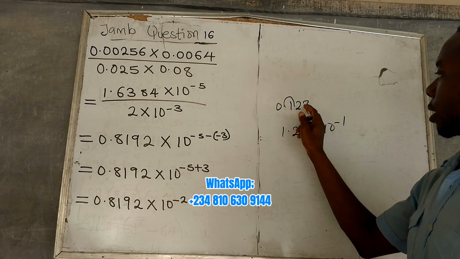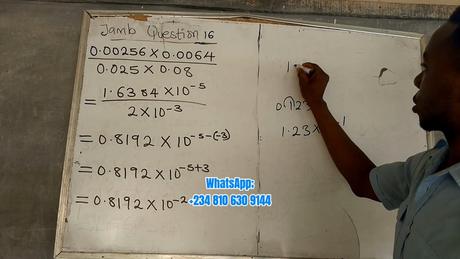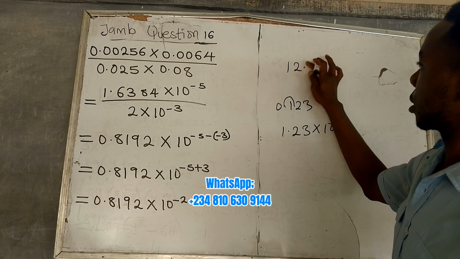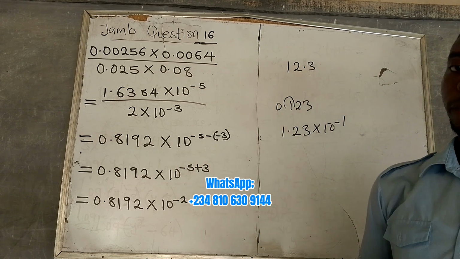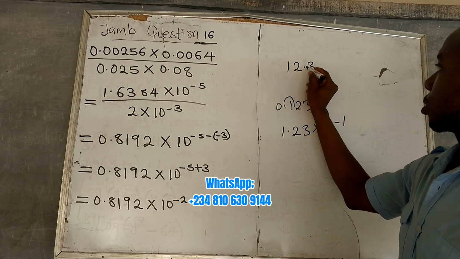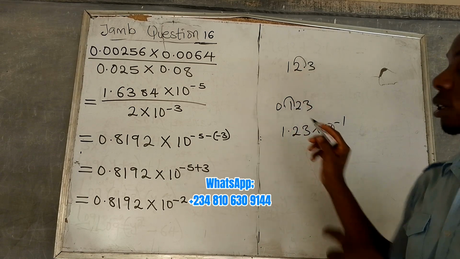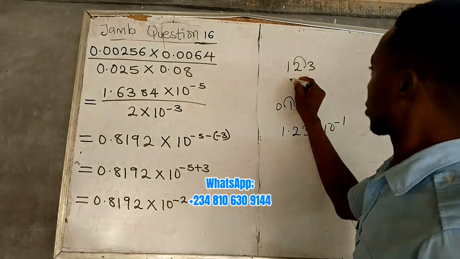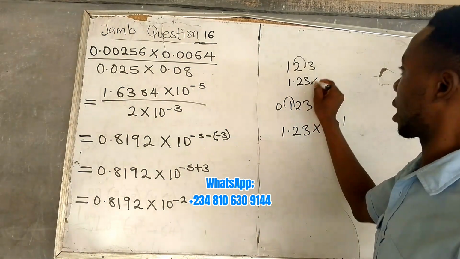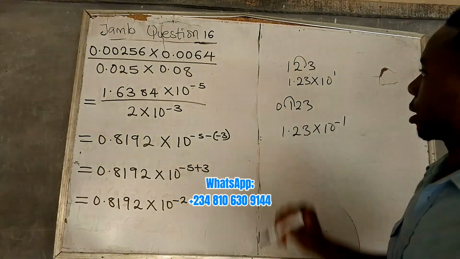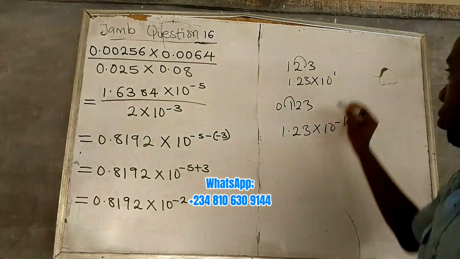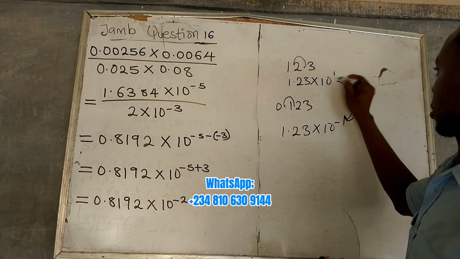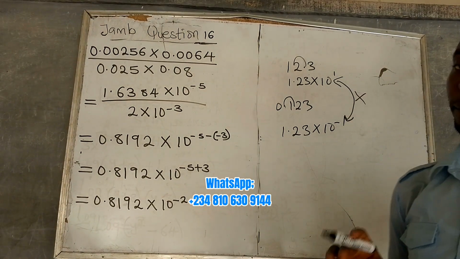But if you have 2.3, and it says change it to standard form, just move the point one time. Now it moves from right to left, that means 1.23 times 10 raised to the power of 1. Just move one time. So these two are not the same thing.